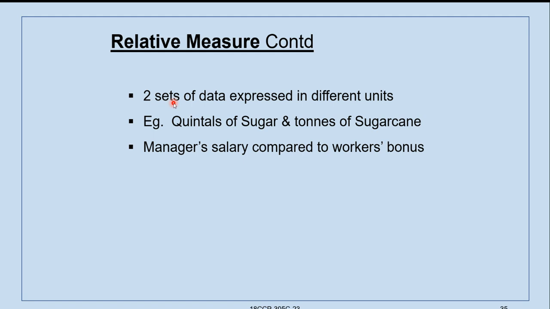That is quintals of sugar and tons of sugar cane. Quintals is different, tons is different. The relative measure can be used here. Manager's salary compared to worker's bonus. Then we can compare in relative measure only. Absolute measures we cannot use here.